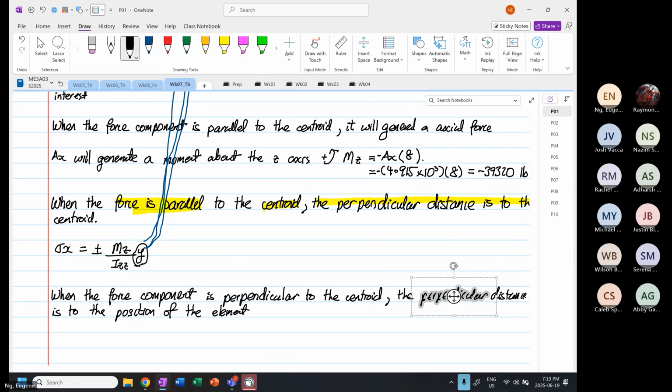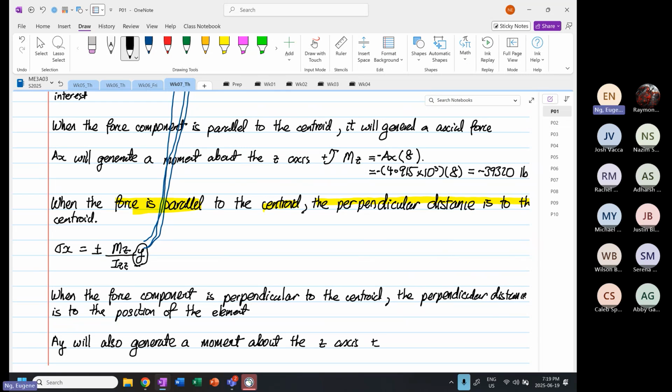AY will also generate a moment about the z-axis. Okay, so we're going to declare anti-clockwise that's positive. So moment about z will be equal to what?